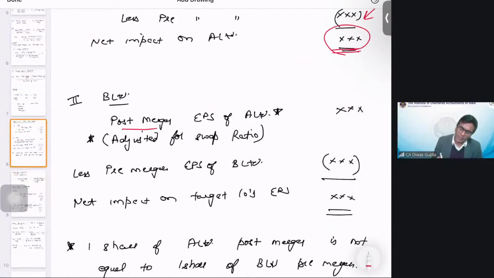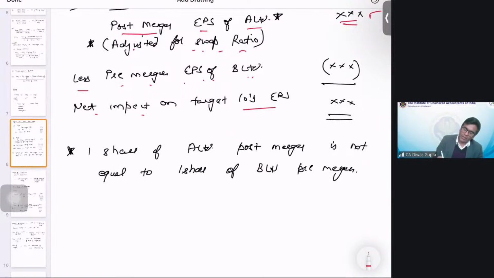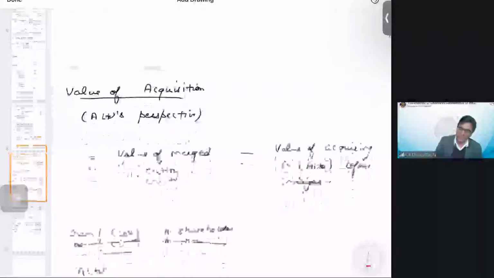So what are we going to do here? We are just going to take post-merger EPS of A Limited adjusted for swap ratio here, students. So here we will adjust it for swap ratio, less pre-merger EPS of B Limited, and hence this is the net impact on target company's EPS. Then we will reduce the pre-merger EPS to arrive at the net impact on target company's EPS. Clear? So one share of A Limited is not equal to one share of B Limited pre-merger. This we have already discussed, students.